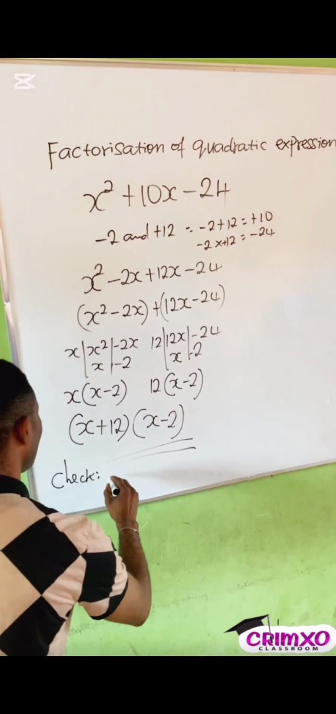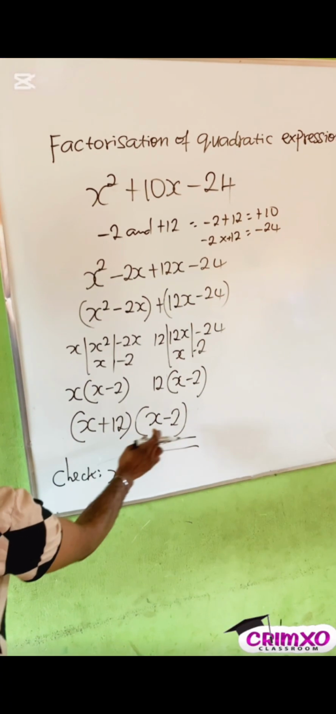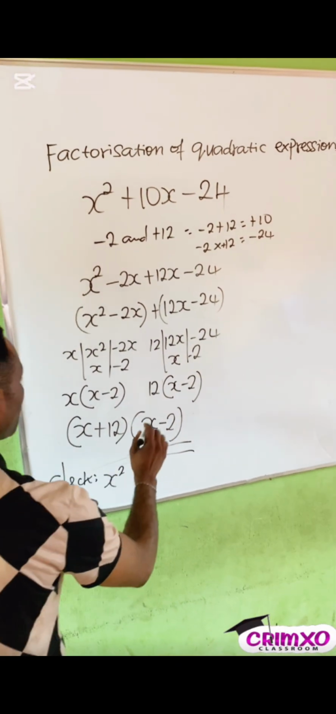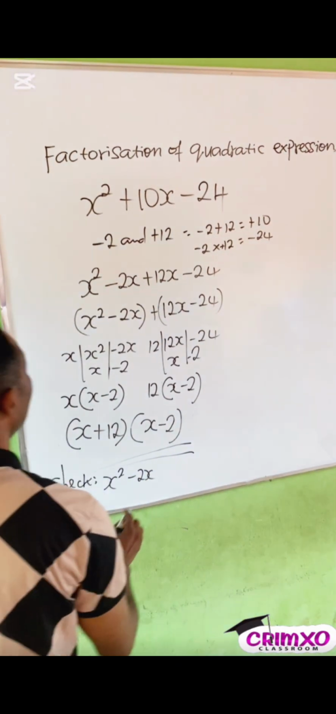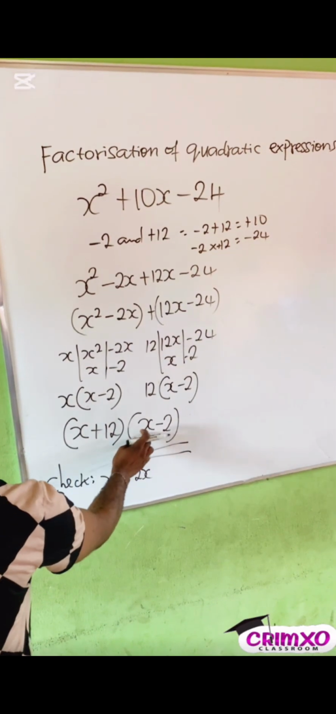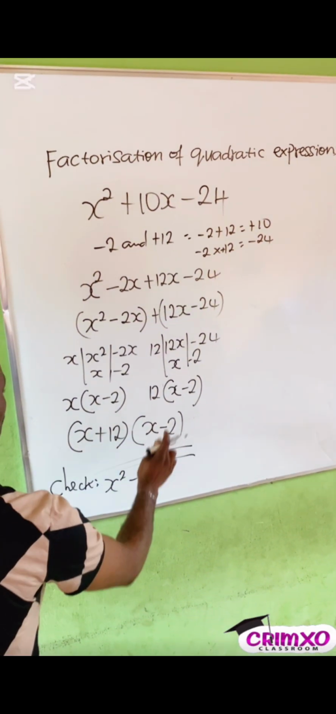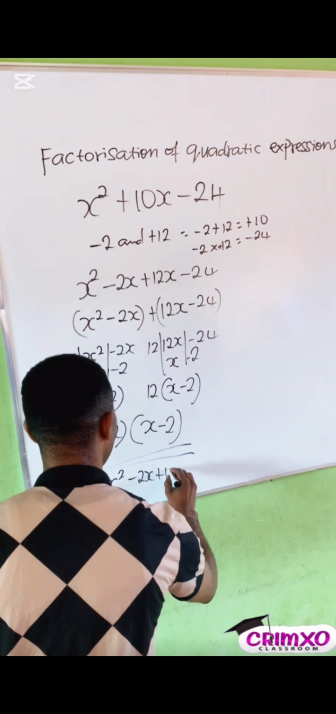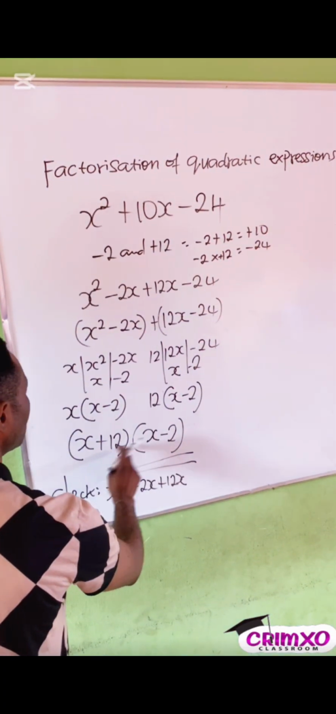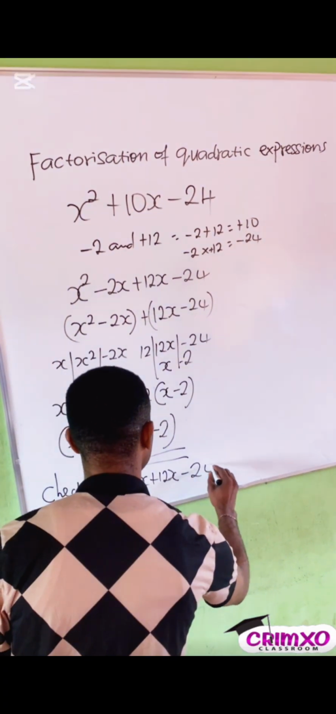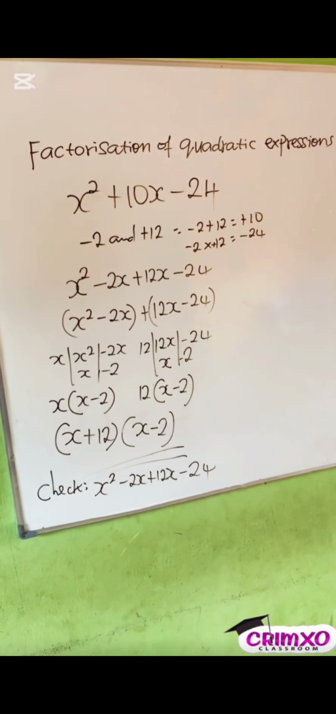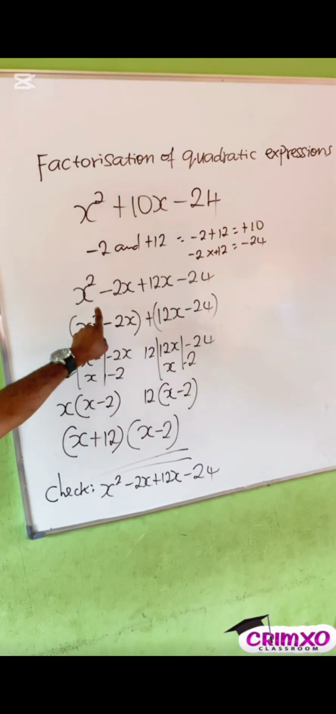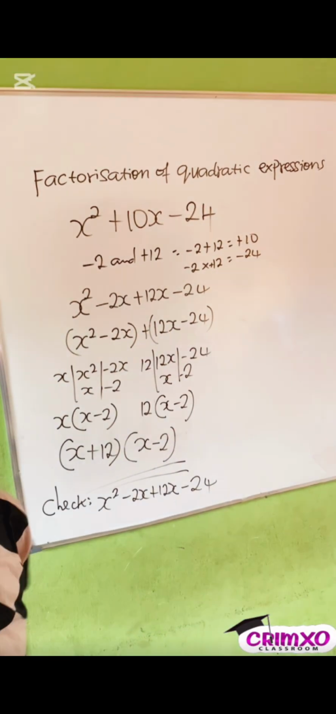X times x will give us x squared. X times minus 2 will give us minus 2x. Then 12 times x will give us plus 12x, and 12 times minus 2 will give us minus 24. So when you look at what I have gotten here, it has given me the same thing I have here.